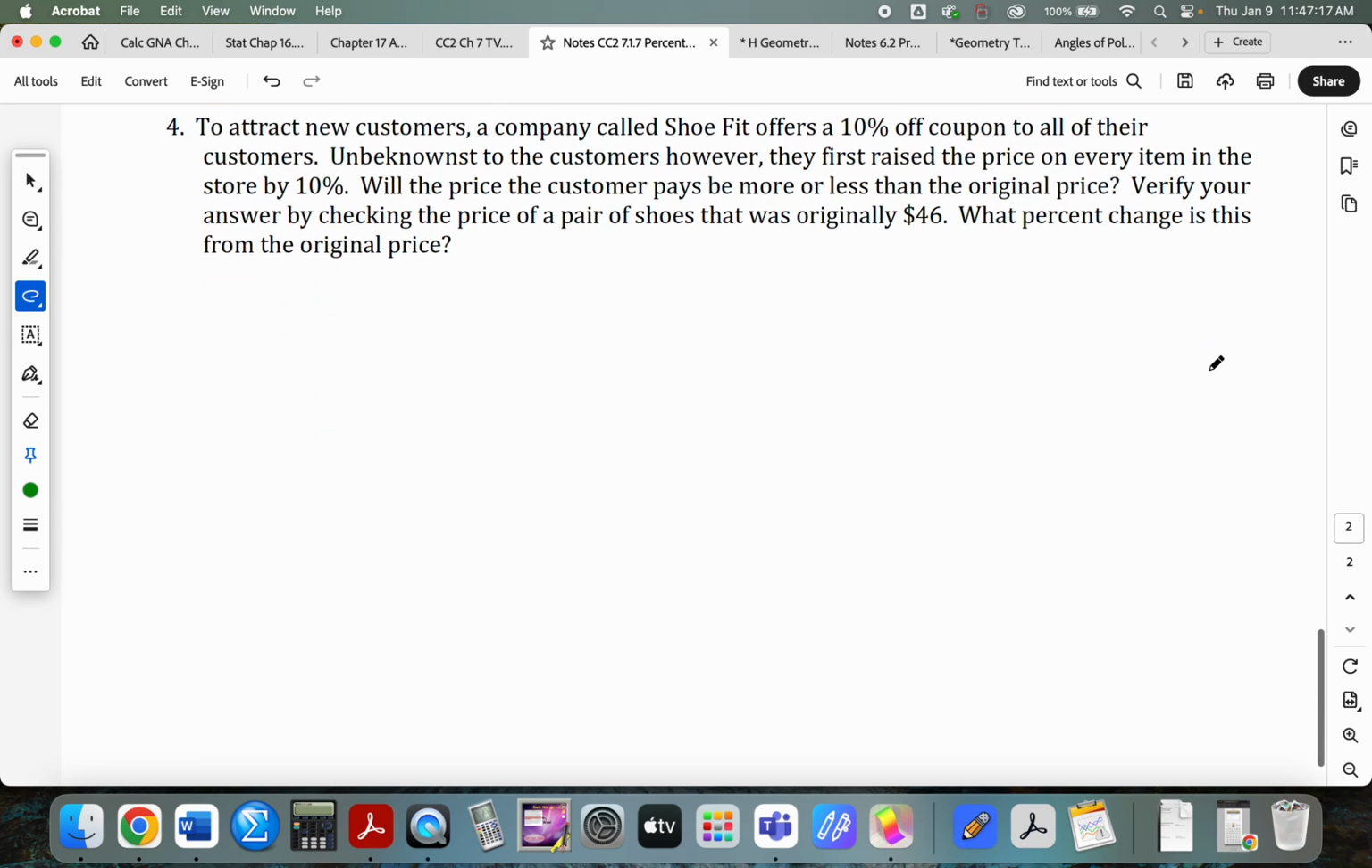All right, one more question. To attract new customers, a company called ShoeFit offers a 10% off coupon to all of their customers. Unbeknownst to the customers, however, they first raised the price on every item in the store by 10%. You would be surprised. There are actually companies that do stuff like this. They raise the price and then they tell you that you're getting a percent off. It happens all the time.